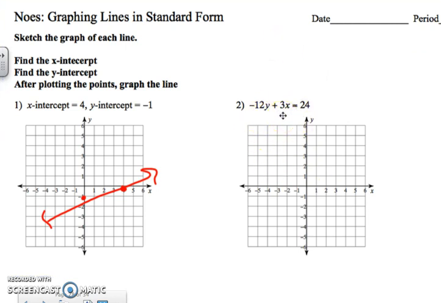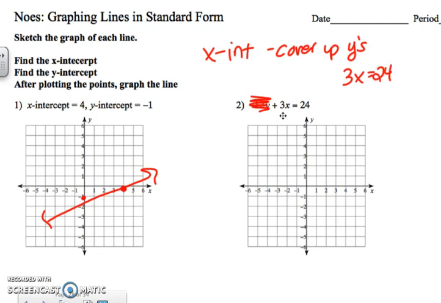When they give you these equations, here is how you find the x and the y-intercept. To find the x-intercept, you're going to cover up the y's, okay? So if I'm looking for the x, I'm going to completely ignore that -12y right now. Do you see an equation that we can solve? It'd be 3x equals 24. And then you just solve a normal one-step problem. So you would divide by 3 on both sides. You would get x equals 8. Okay, so that is how you find your x-intercept.